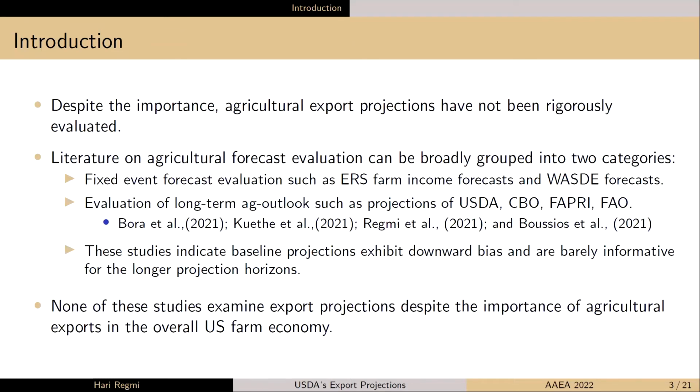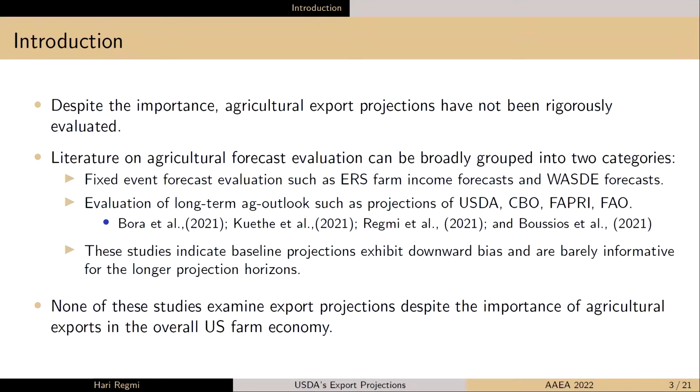It's also called the agricultural outlook. For example, USDA produces agricultural projections. Similarly, the Congressional Budget Office also produces projections for different farm program costs and outlays. Similarly, the Food and Agricultural Policy Research Institute and the Food and Agriculture Organization also produce a similar set of baselines. FAPRI focuses mostly on the US, and FAO focuses on global ag production.